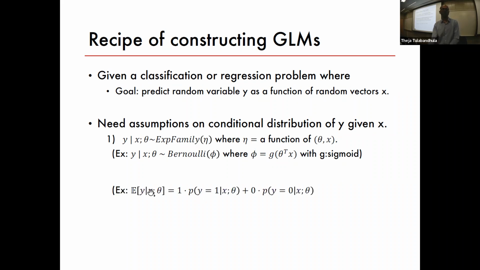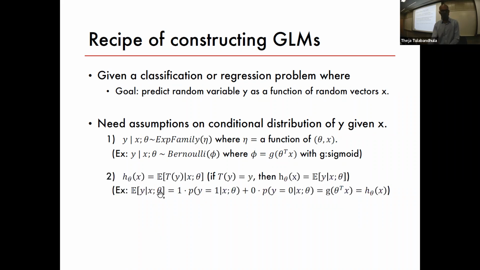Second assumption is that we want h theta of x to be the expectation of the sufficient statistic given x and theta. Remember, sufficient statistic is a function of these random variables. It's also a random variable. So we just say that h theta of x is exactly defined this way, which is the expectation of this sufficient statistic. If t of y is y, then h theta of x is just the expectation of y given x.